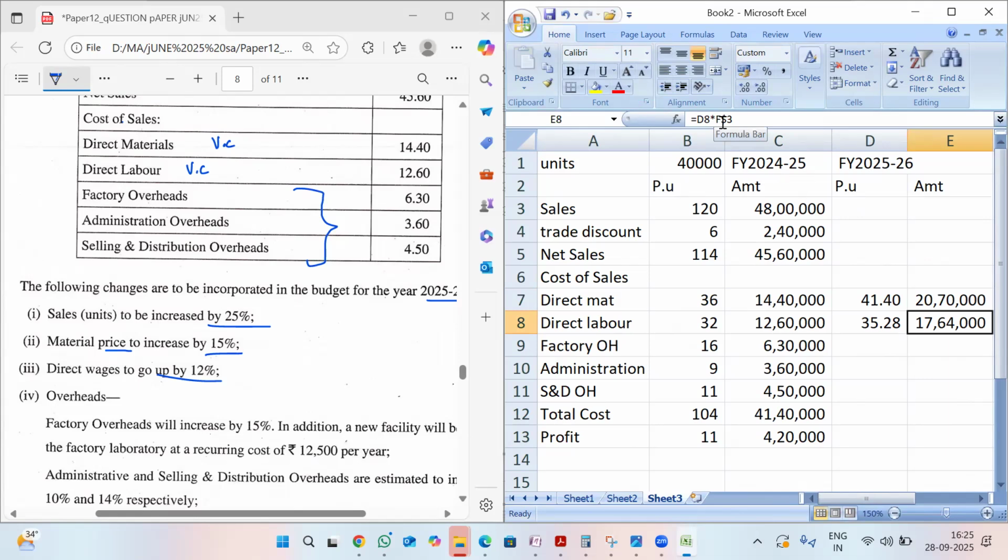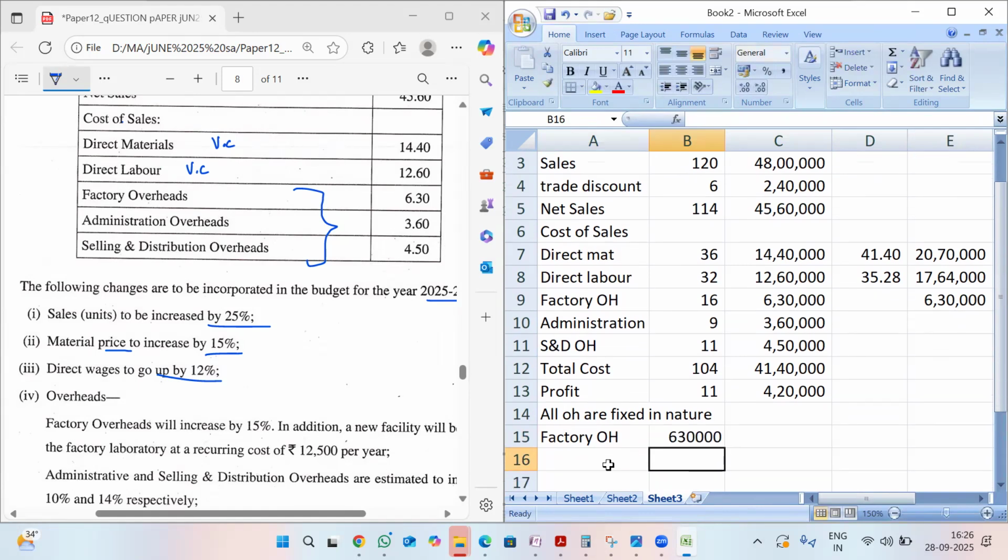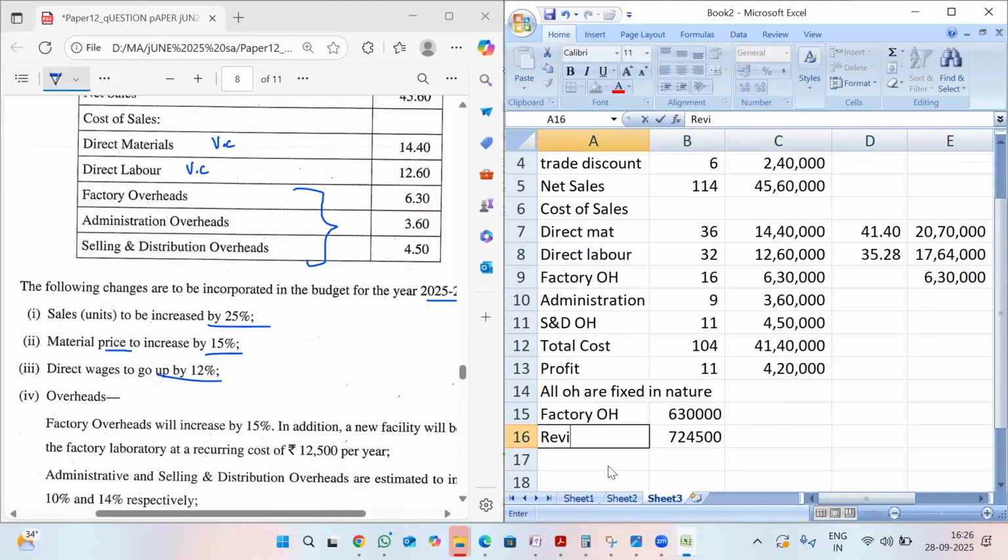Now, I am making an assumption that factory overheads, administrative overheads, selling and distribution, or all overheads are fixed in nature. Okay. So then what will happen? My factory overheads total remains constant. So the 6,30,000 will come as it is. Okay. Here they have said there is an increase of 15 percentage. So I want to increase factory overheads by 15 percentage. So factory overheads existing is 6,30,000. Now they are saying increase of 15 percentage. So 115 percentage. So this is revised.